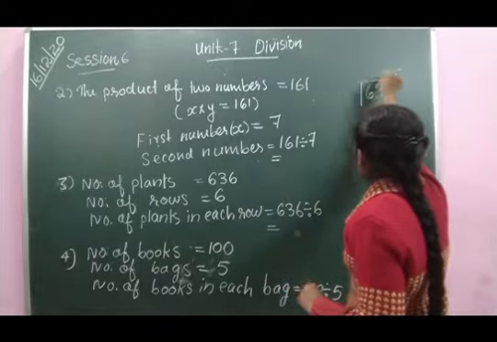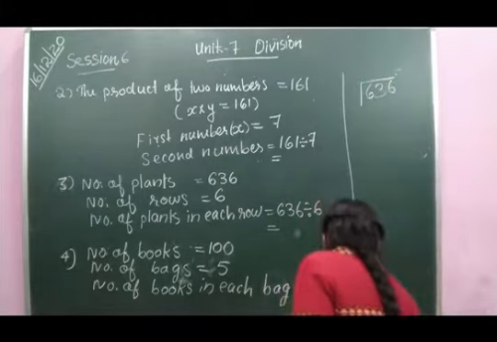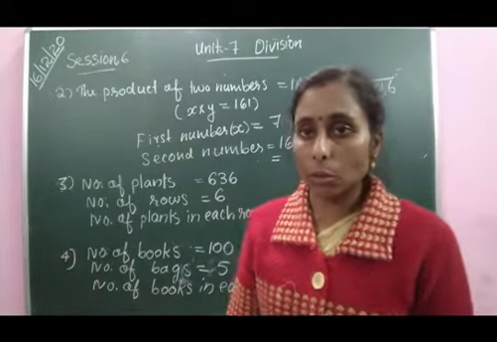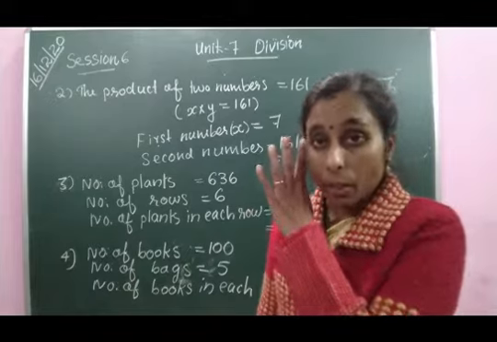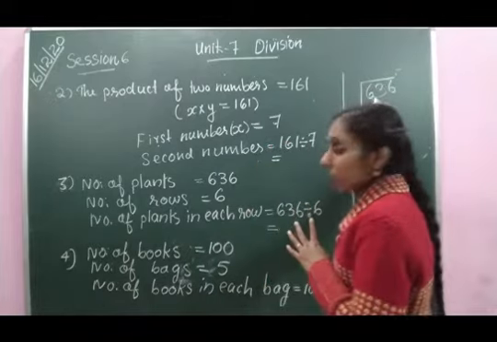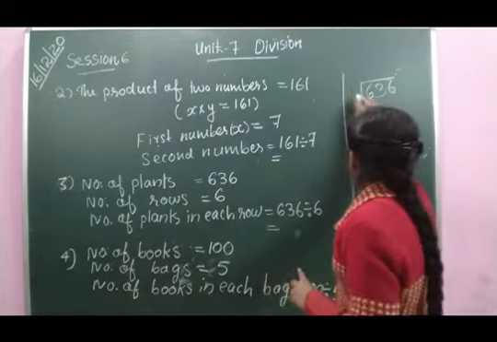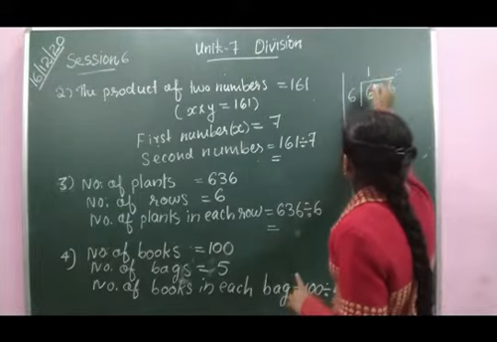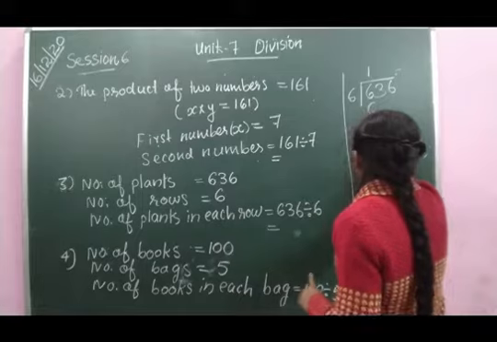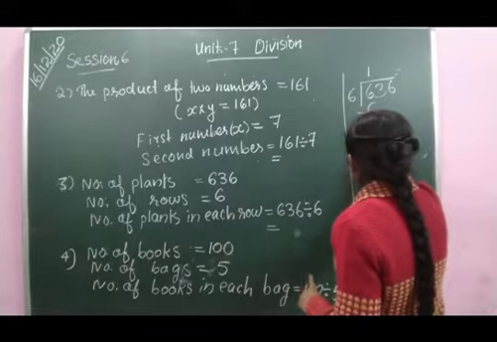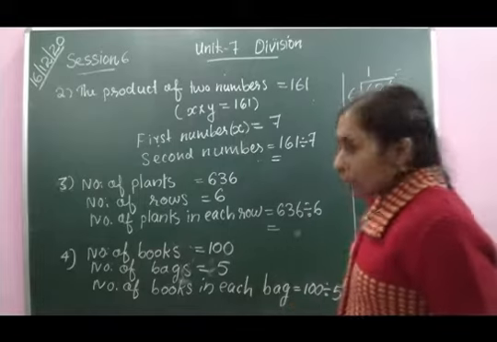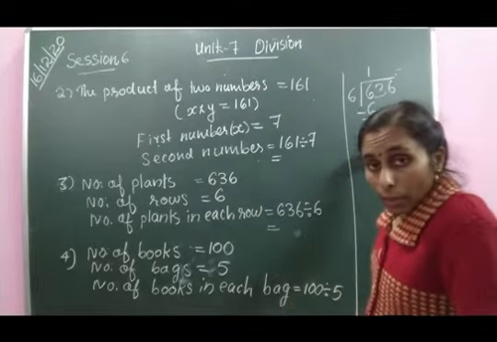636 divided by 6. This word problem, do the rough work in the margin. Many times I have told you, whenever you do a word problem, please do the rough work in the margin. Then here 6. How many 6s are in 6? 1. Next step, 1 six is 6. Do the subtraction. Then 3 comes down. See that 3 is the remainder.